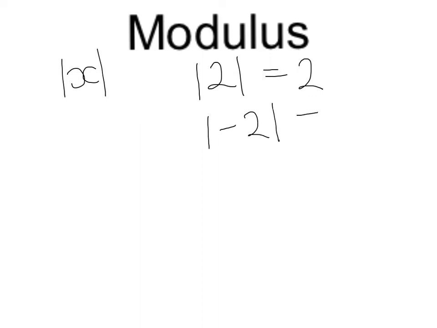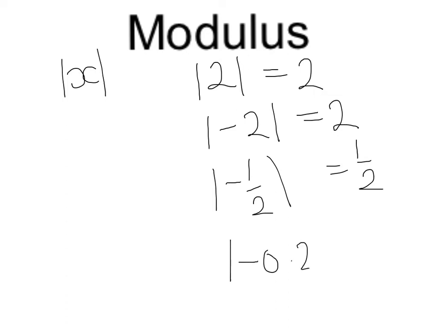In this video we're looking at what is called the modulus of x, which is written like this. It can also be called the absolute value of x, the absolute value function. What this means is if I was going to have the modulus of 2, that would be 2, and the modulus of negative 2 would also be 2. If I wanted the modulus of negative a half, that would be a half. Or the modulus of minus 0.2 would be 0.2.